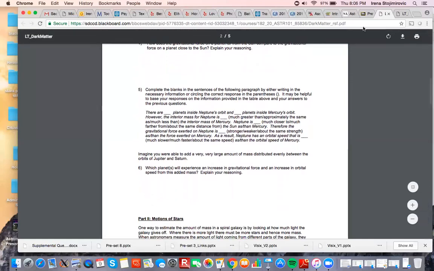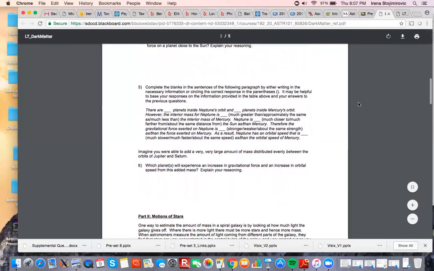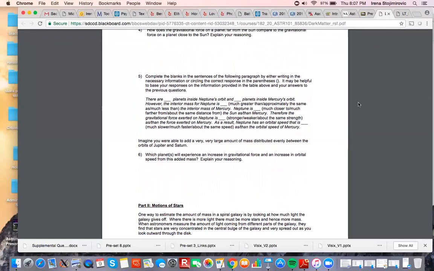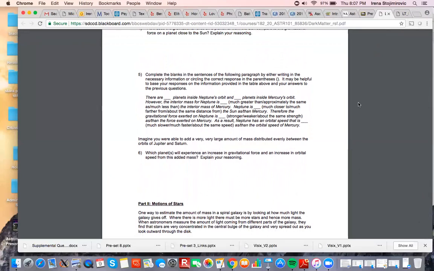Okay, Catherine, if you're here, do you want to try to fill in the blanks? Sure. There are 7 planets inside Neptune's orbit and 0 planets inside Mercury's orbit. However, the interior mass for Neptune is approximately the same as the interior mass of Mercury. Neptune is much farther from the sun than Mercury. Therefore, the gravitational force exerted on Neptune is weaker than the force exerted on Mercury. As a result, Neptune has an orbital speed that is much slower than the orbital speed of Mercury.